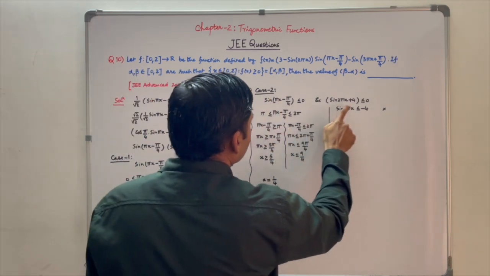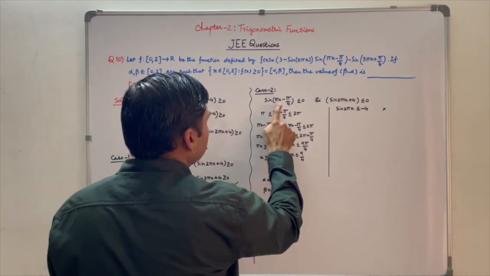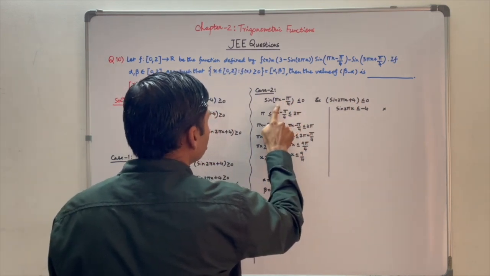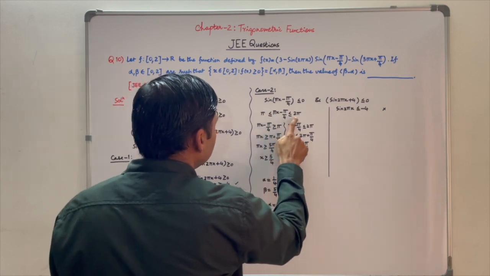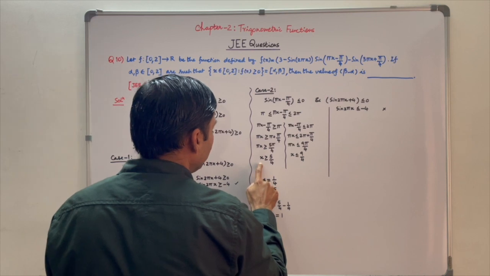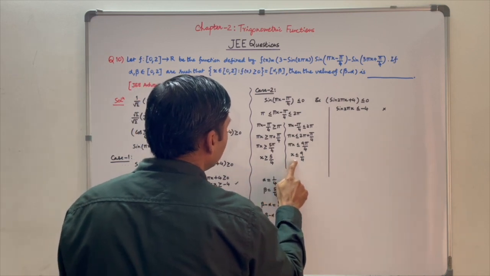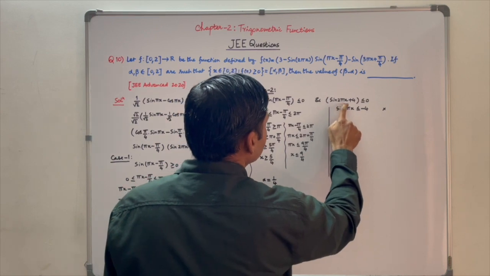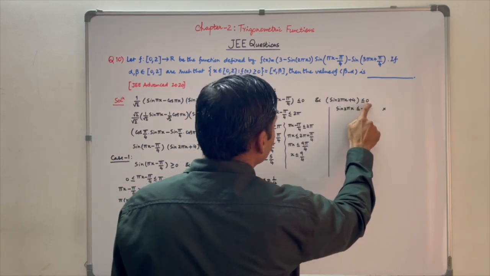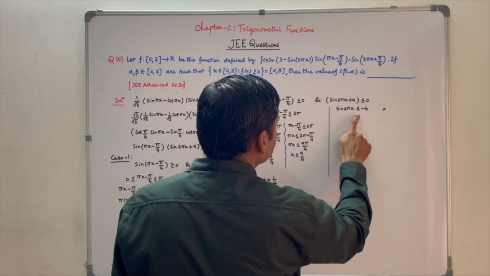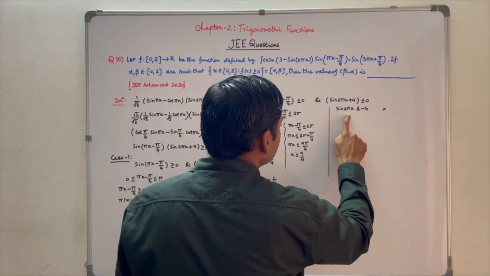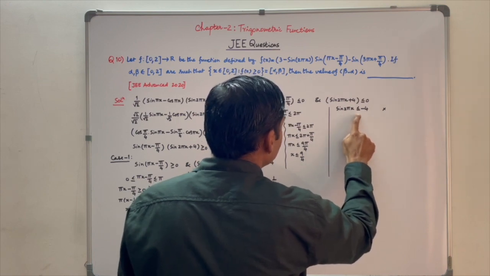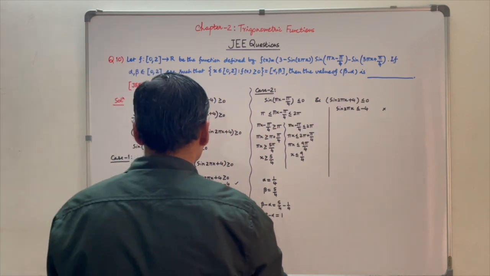Second case, when both are negative. Sine of pi x minus pi by 4 is less than or equal to 0. We know that sin theta is negative in third and fourth quadrants. So pi x minus pi by 4 will lie between pi and 2 pi. This gives x is greater than or equal to 5 by 4 and x is less than or equal to 9 by 4. Sine 2 pi x plus 4 is less than or equal to 0. That means sine 2 pi x is less than or equal to minus 4, which is not true, as we know that sin theta is greater than or equal to minus 1. So this will not give any solution.